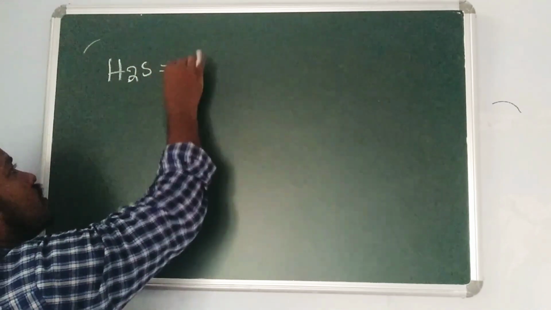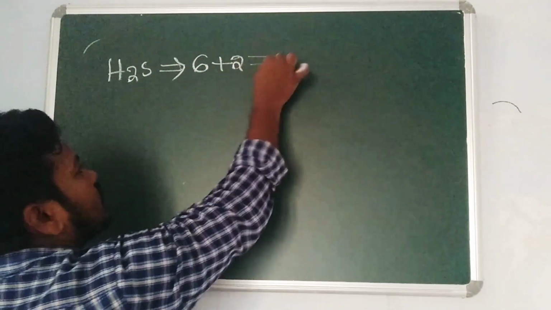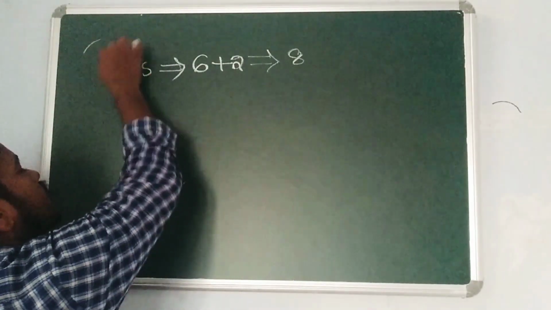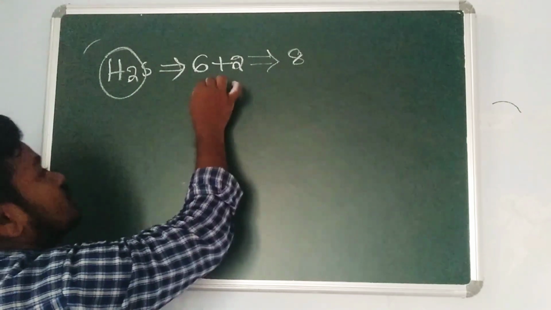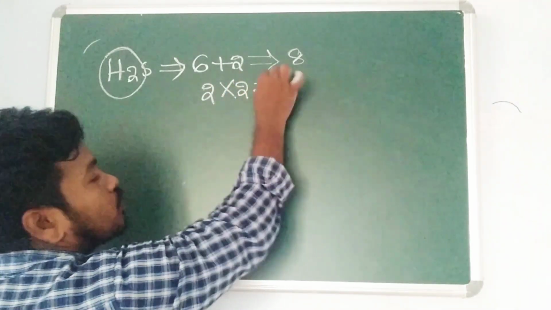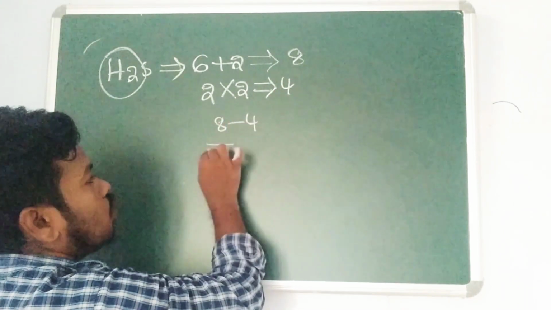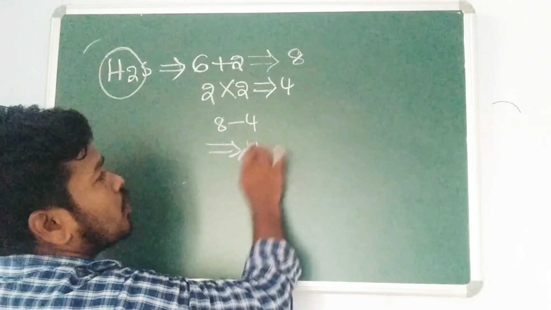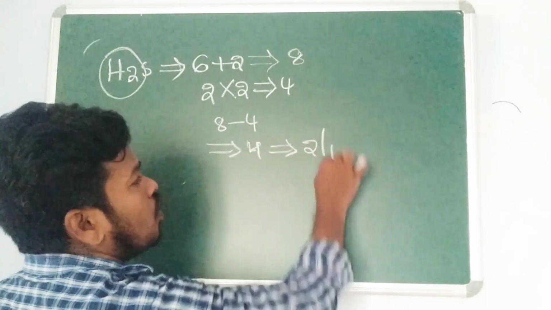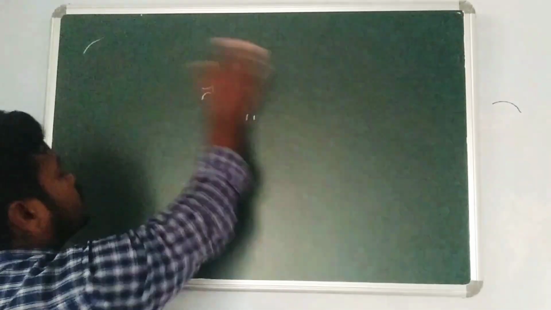H2S. Sulfur has 6 and the hydrogens have 2 valence electrons, so the total is 8. Here hydrogen is there, 2 hydrogens, so you have to multiply by 2 and we get 4. So 8 minus 4 is equal to 4, which is nothing but 2 lone pairs present. Next example.